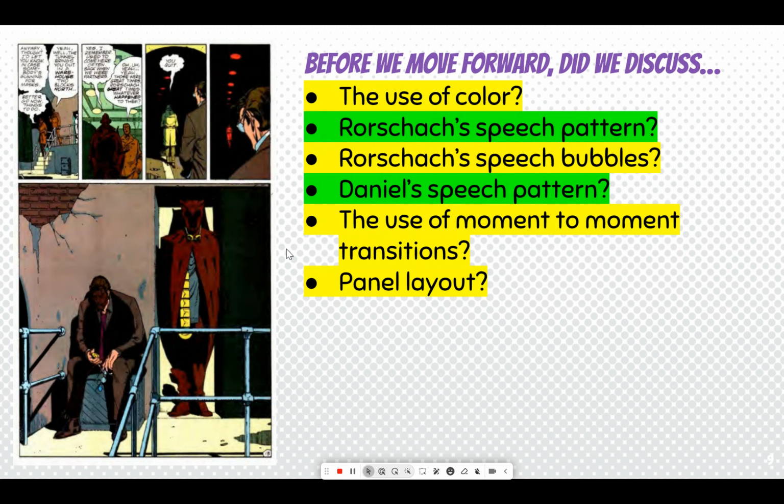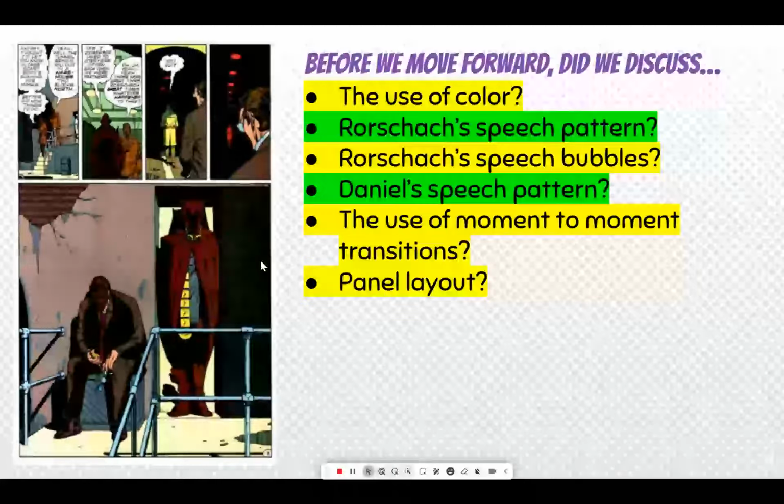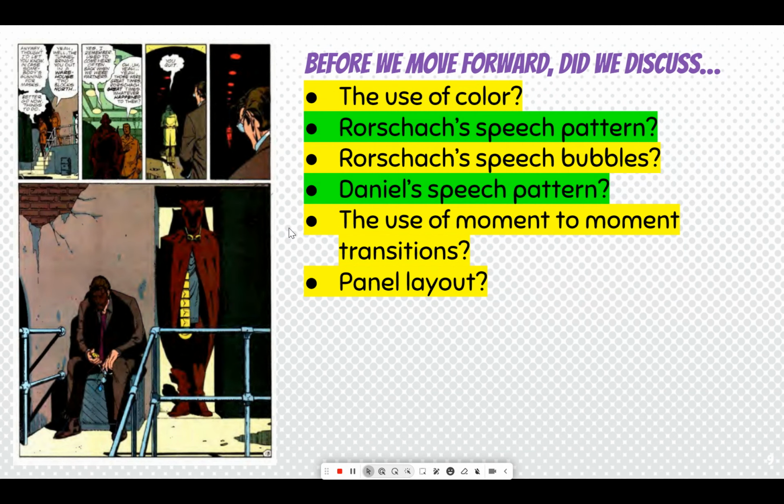Did you notice anything interesting or different about the panel layout? Notice that in the previous pages before this one comes up, you should be used to the 12 panels per page format, right? There's always 4, 8, and 12, but in this scene, it gets interrupted. You have a splash panel here, thinking about why that might be important.